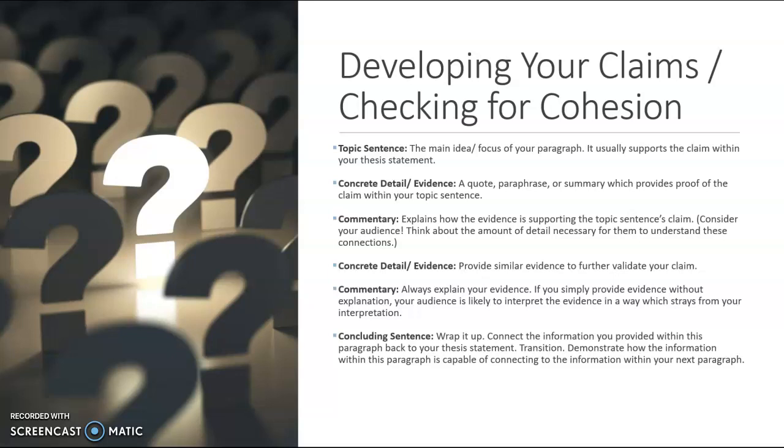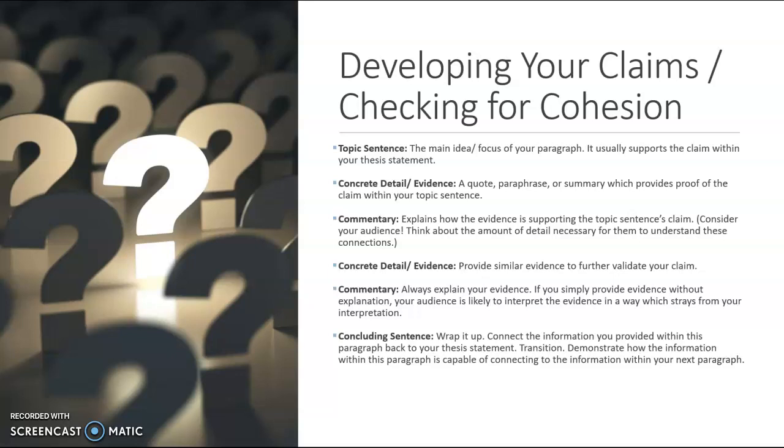You have a topic sentence, you provide concrete detail or evidence, so some type of data point, a quotation, or paraphrase of an actual source that helps to validate or substantiate the claim you're making within that paragraph and how it supports your thesis. Commentary, where you're making the connections and further explaining that evidence and how it supports your claim. Then providing more evidence to further validate the claim, more commentary, and then wrapping everything up with a concluding sentence. If you do that for all of your paragraphs, then your writing will be consistent, congruent, and united. There will be cohesion between all the points you make.